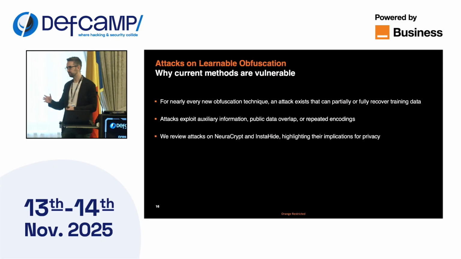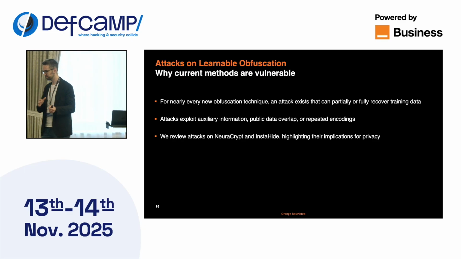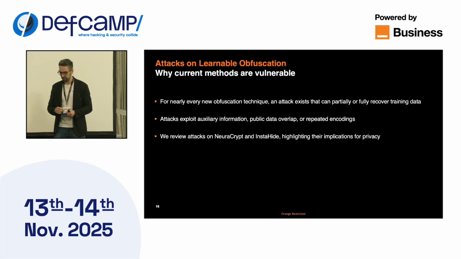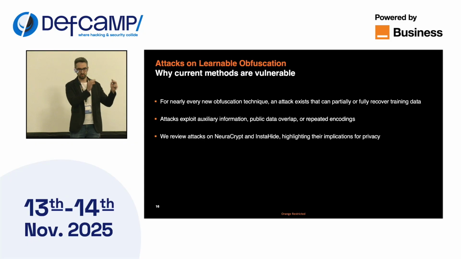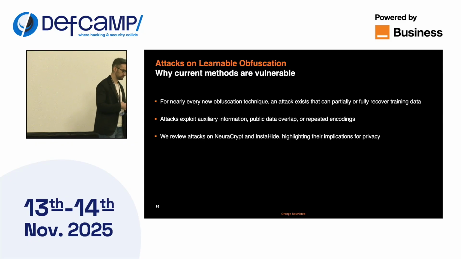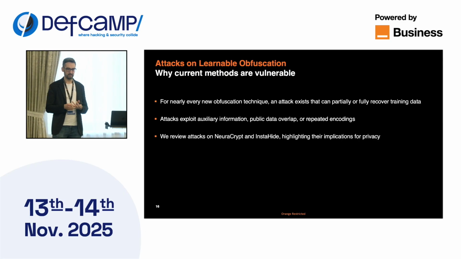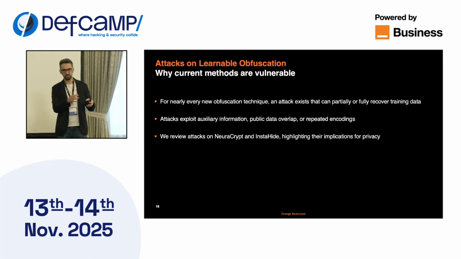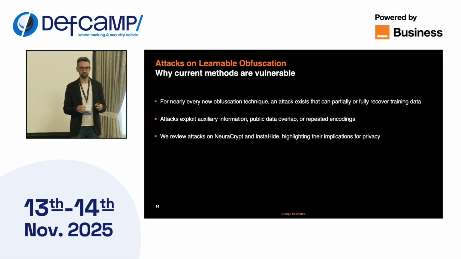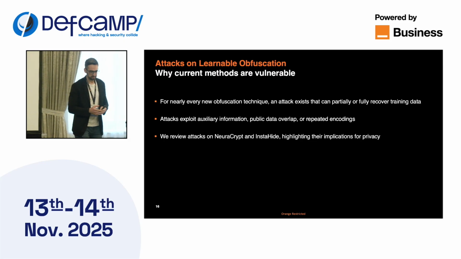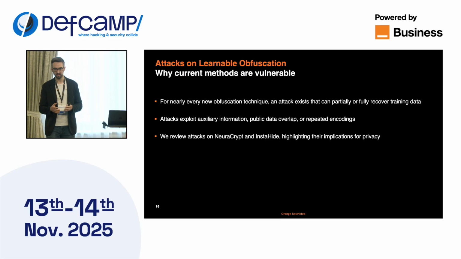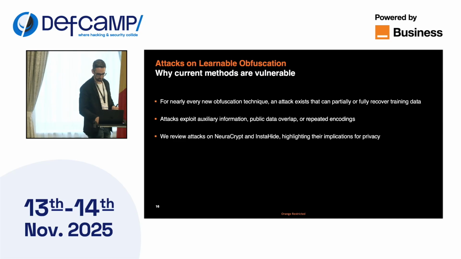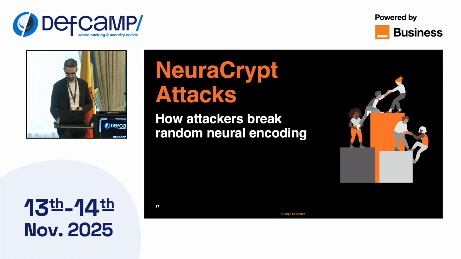For the same reason, NeuroCrypt was broken. Because in both systems, NeuroCrypt and InstaHide, when the authors modeled the security, they started from the assumption that no one can ever gather a small subset of transformed data. So they start from the hypothesis that an attacker will not have any single pair of plain text image and transformed image. And this is very unrealistic.